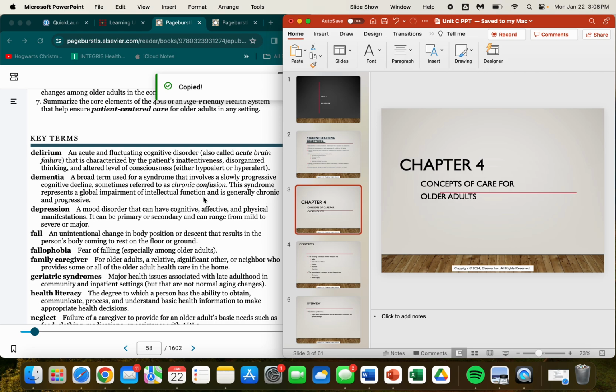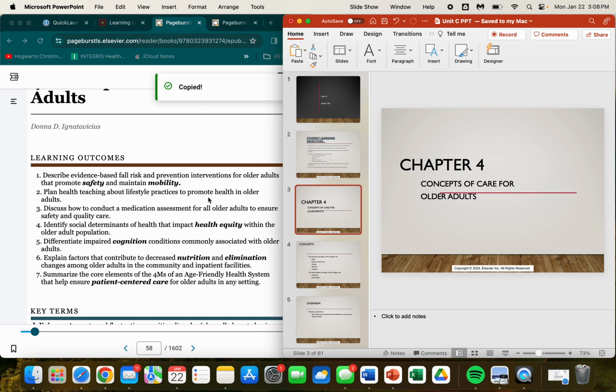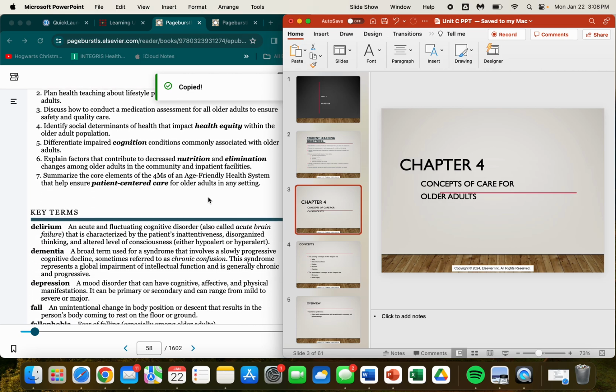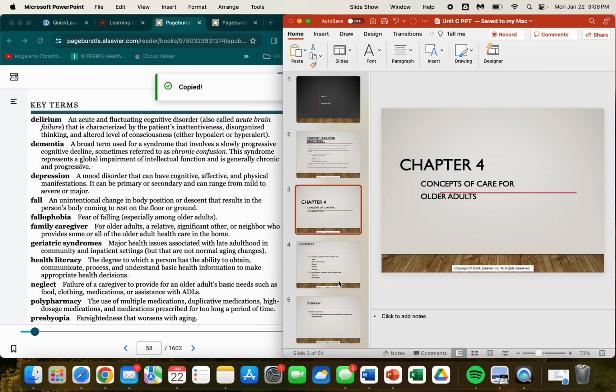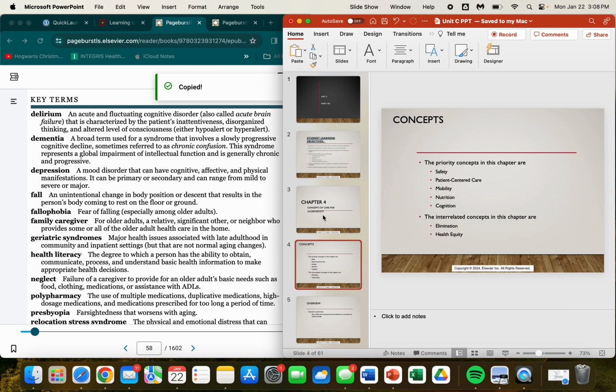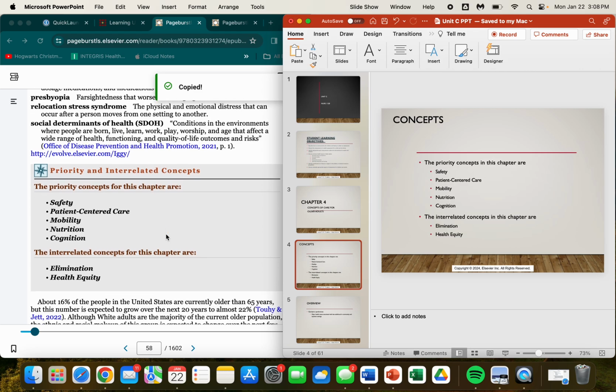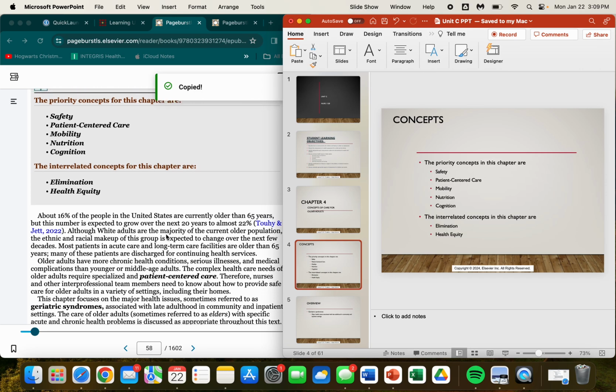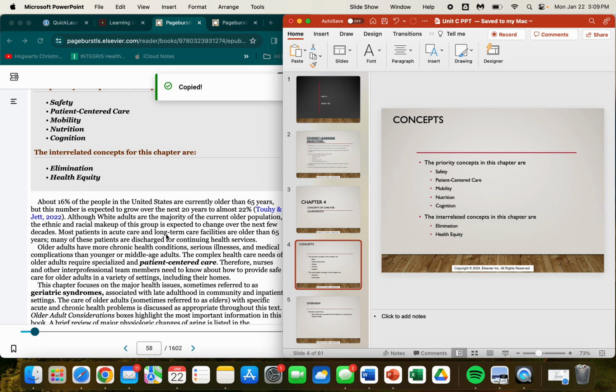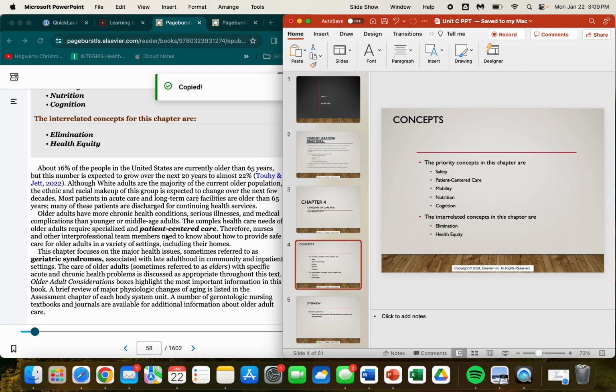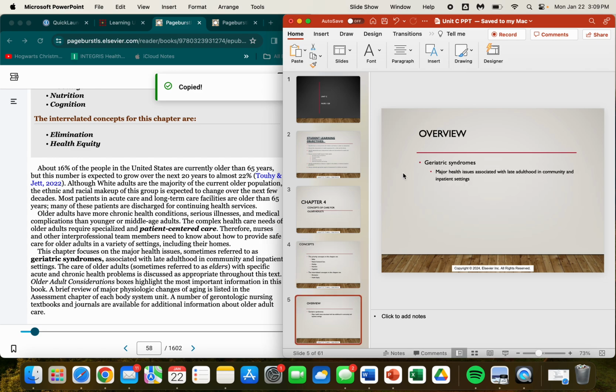So the first portion of this comes out of chapter 4 out of our Med-Surg book. So the first thing that we talk about are concepts of care for the older adult. So I started with chapter 4, which is the portion related to older adult care. So the priority concepts in this chapter include safety, patient-centered care, mobility, nutrition, cognition, and then other concepts include elimination and health equity. So an overview of what we're going to talk about are things related to geriatric syndromes or major health issues associated with late adulthood in the community and inpatient setting.